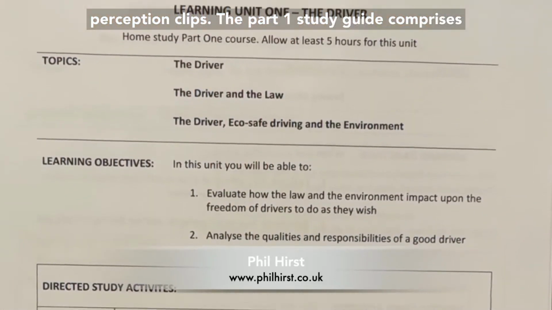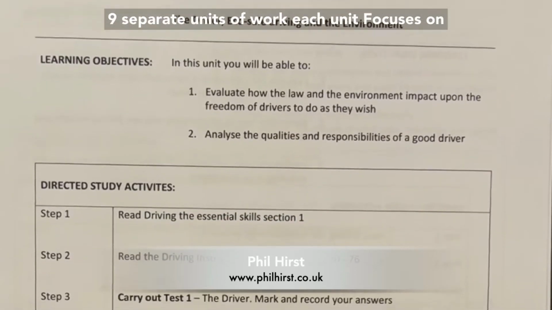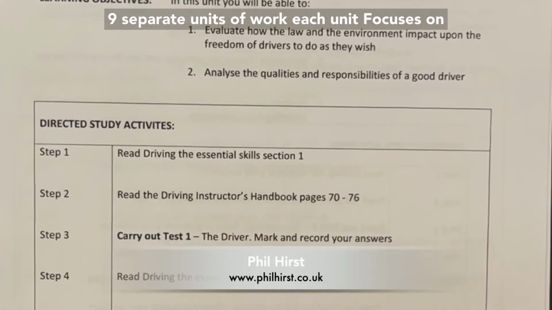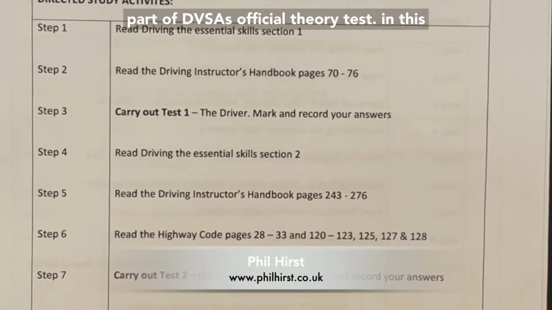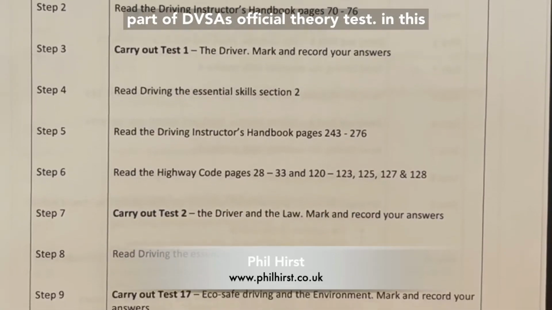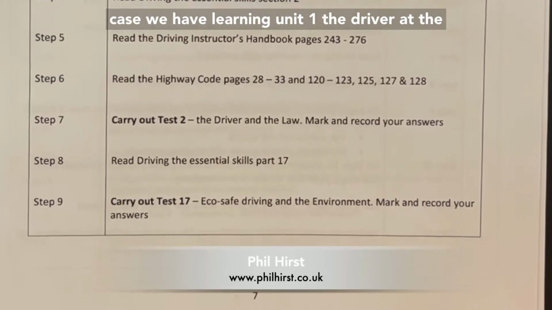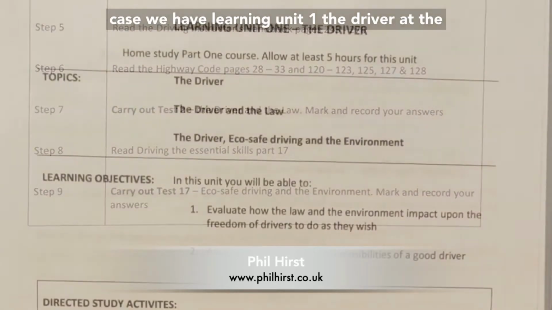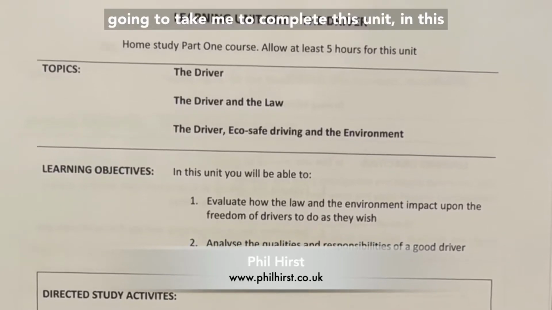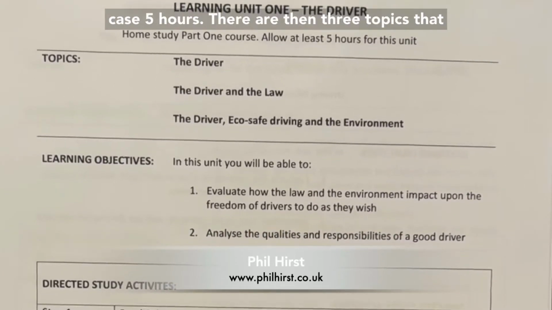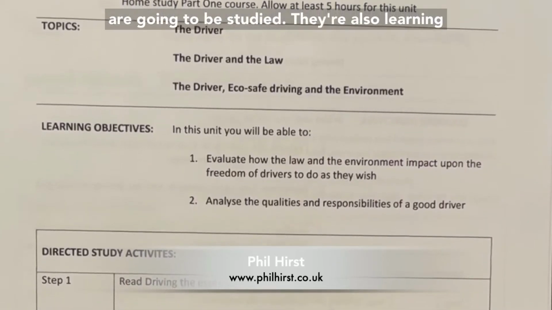The Part 1 study guide comprises 9 separate units of work. Each unit focuses on one or more of the subject groups which form part of DVSA's official theory test. In this case, we have Learning Unit 1, the driver. At the top of the page, it states roughly how long it's going to take to complete this unit, in this case 5 hours. There are then 3 topics that are going to be studied.